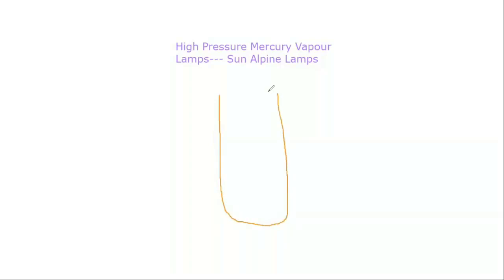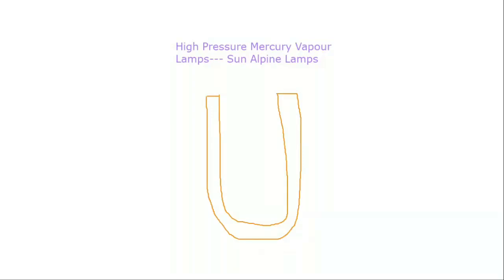Yes, this is made up of quartz. So this U-shaped tube is made up of... I'm having a bit of a problem with drawing the diagram. Okay. So this is a U-shaped tube made up of quartz. Clear?